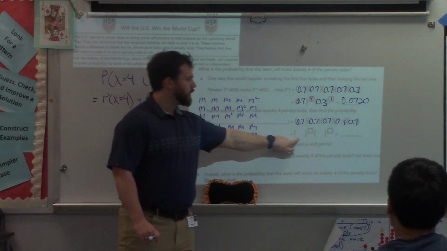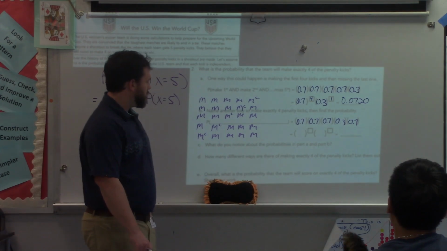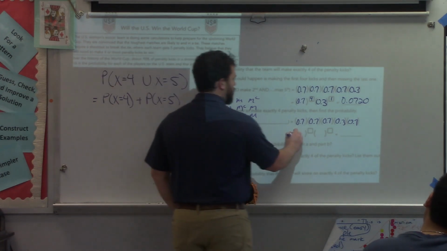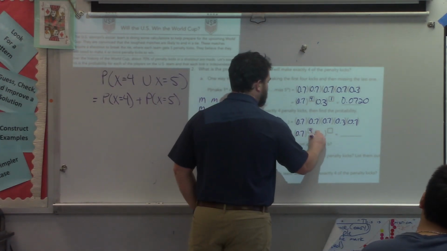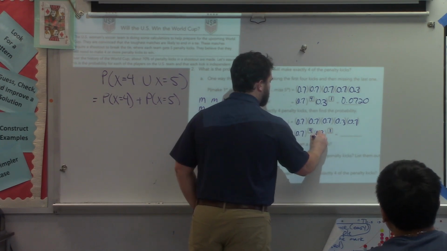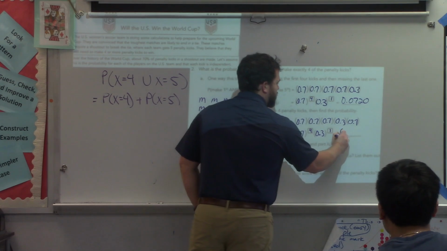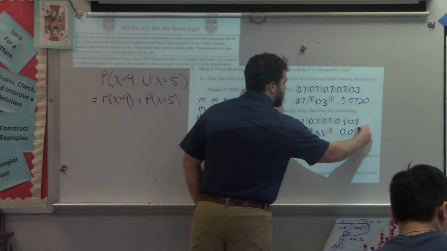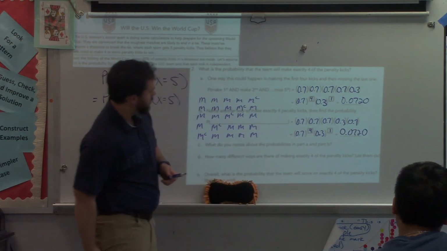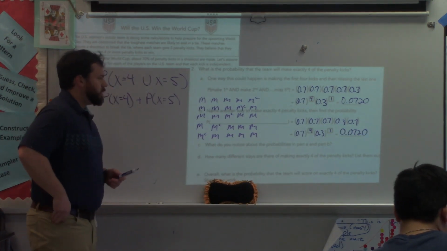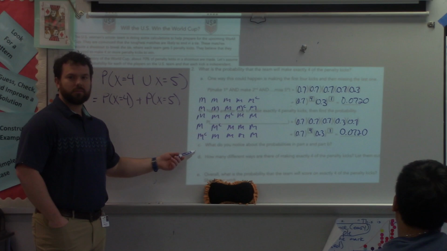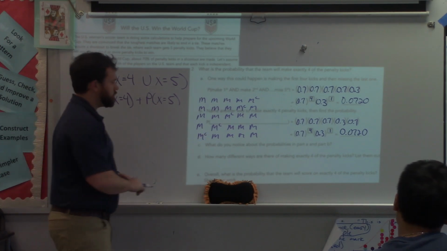Well, how's that going to be written here? The same. It's still 0.7 to the 4th. It's still 0.3 to the 1st. So that probability is still 0.0720. So what do we notice about those probabilities? They're identical. They're the same.